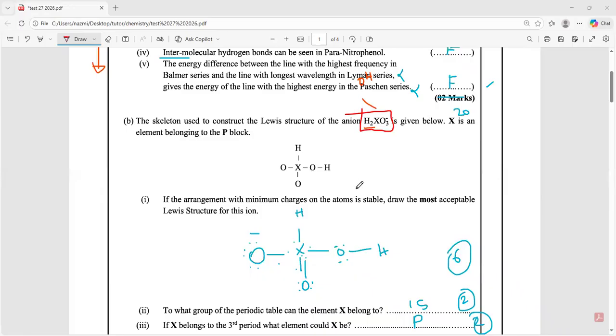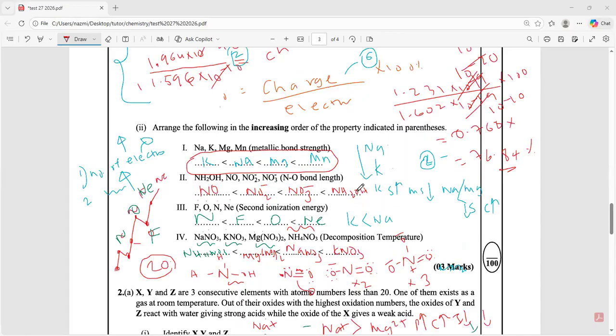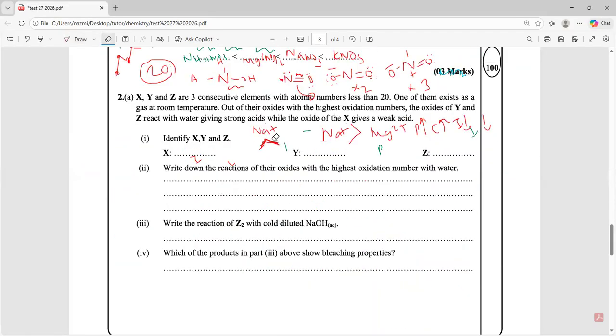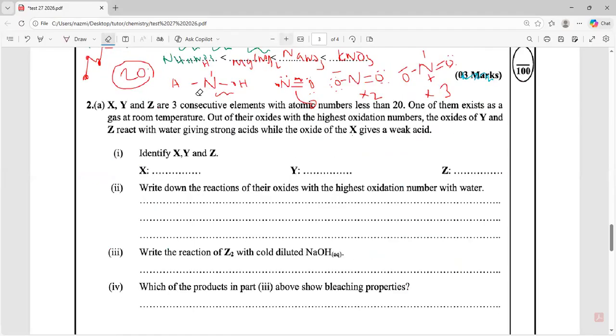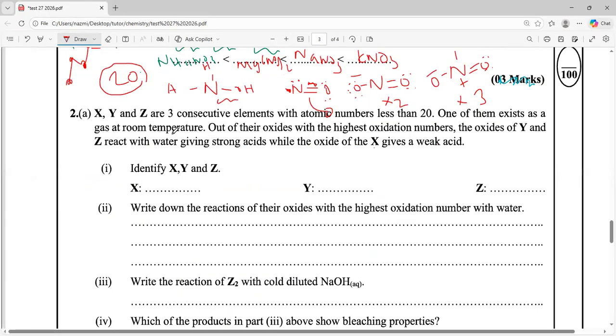Now we'll go to the second structure so that you know it. The second structure is always inorganic. So the second structure is also very easy. No calculation, no need to think much. You just have to identify the element if you are very thorough with inorganic. These are compulsory questions. X, Y, and Z are three consecutive elements with atomic numbers less than 20.